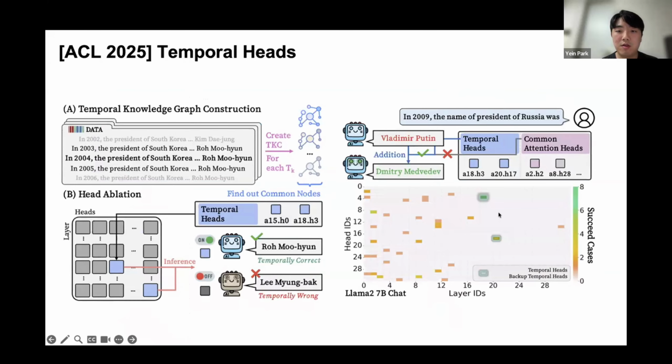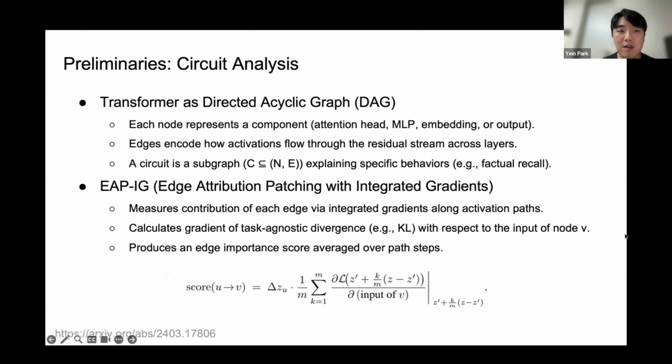We would like to apply this insight of temporal heads to reasoning models. We could also find some kind of reasoning heads using this kind of circuit analysis. So that is why we started from these backgrounds, and then we use circuits, which are directed acyclic graphs, where each node represents a component like attention heads, MLPs, or embeddings, and edges encode how activations flow through the residual streams across each layer. A circuit is also a subgraph explaining specific behaviors like factual recall.